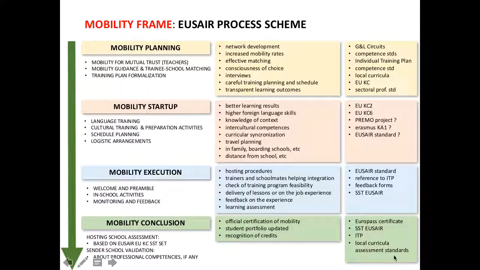because if I'm doing a 5-year course in a school in Italy, when I come back maybe there could be some competence or some outcome foreseen by my curricula that can be recognized. And so in this case I should and must recognize the credit study. So this is the process scheme drawn within the feasibility study.